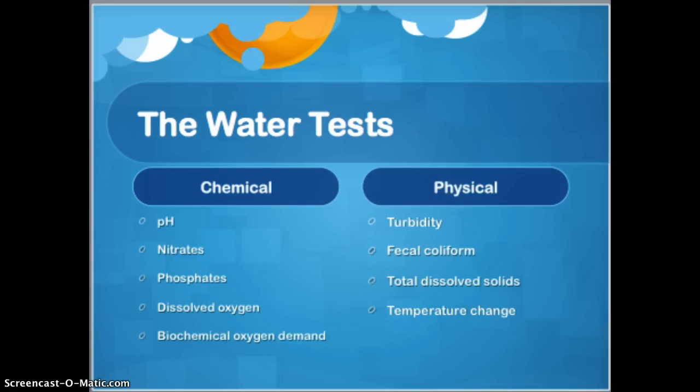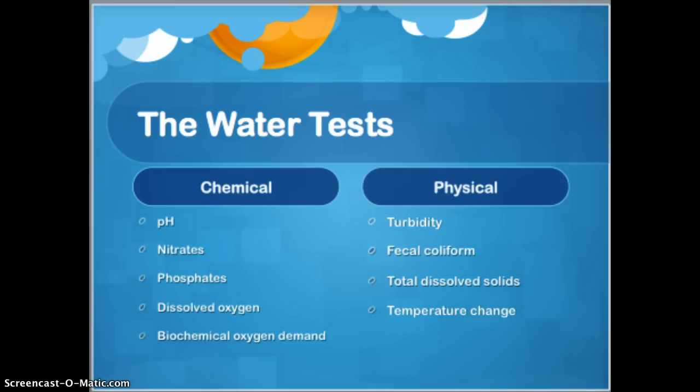The tests that are conducted for a water quality test are pH, nitrates, phosphates, dissolved oxygen, biochemical oxygen demand, also known as BOD, turbidity, fecal coliform, total dissolved solids, and temperature change. I have these listed in two categories as far as chemical and physical. You might also want to add a third column. Really, the fecal coliform is more of a biological test that's measuring the bacteria that will be in the water, so that's more biological.